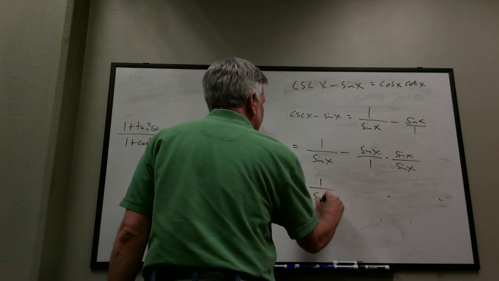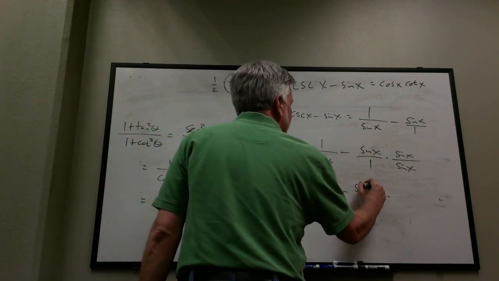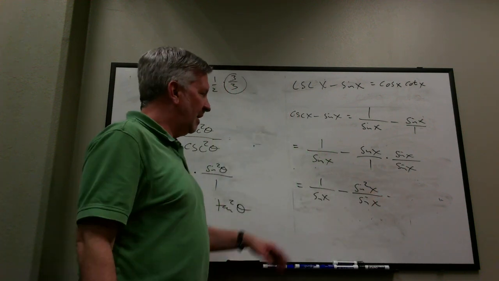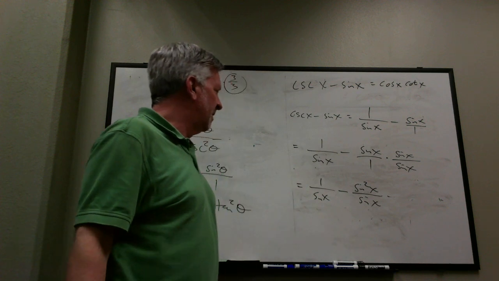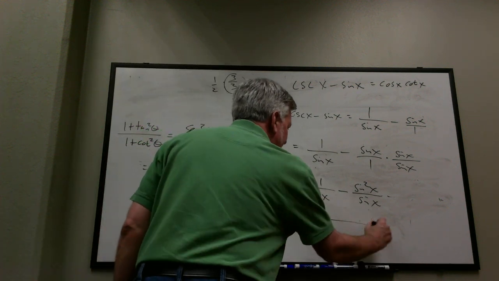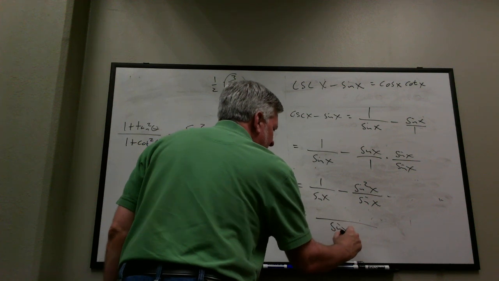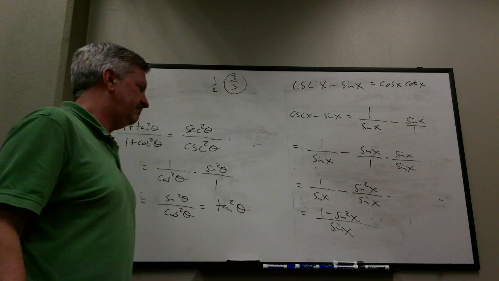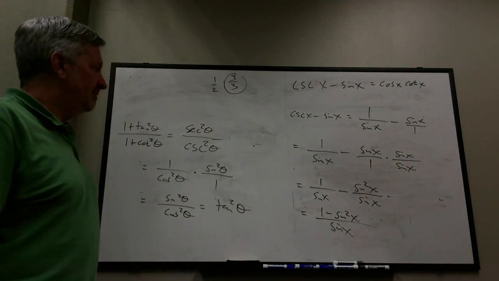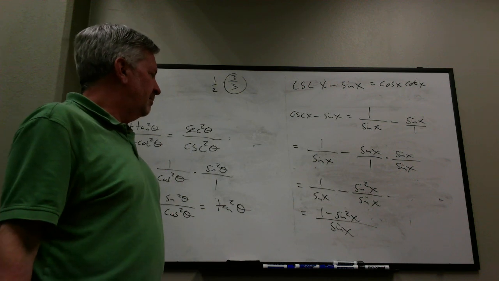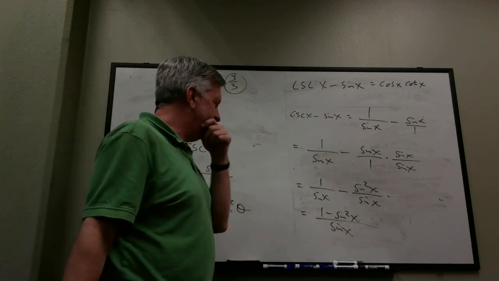So I have 1 over sine x minus sine squared x over sine x. Again, to multiply fractions, you multiply across. Now I have a common denominator. So to subtract fractions with the same denominator, you leave the denominator alone, and you subtract the numerators. Okay. Now notice that it looks worse than where we started. But we have a single thing now, okay?